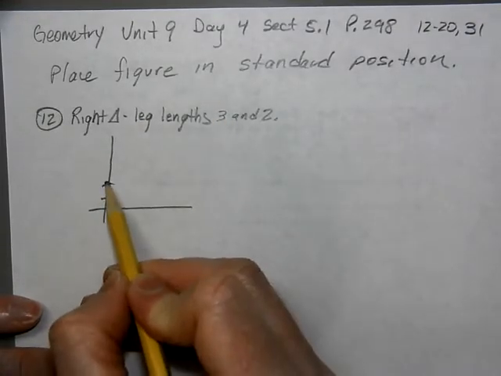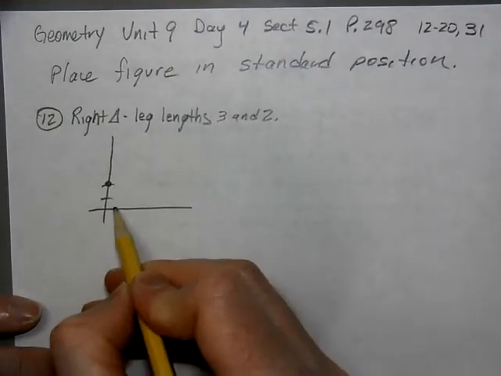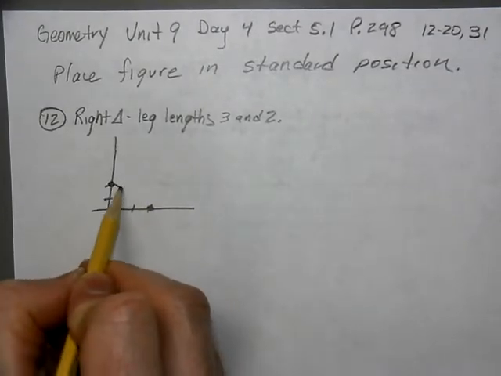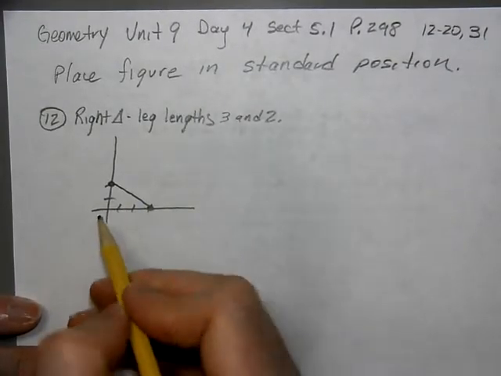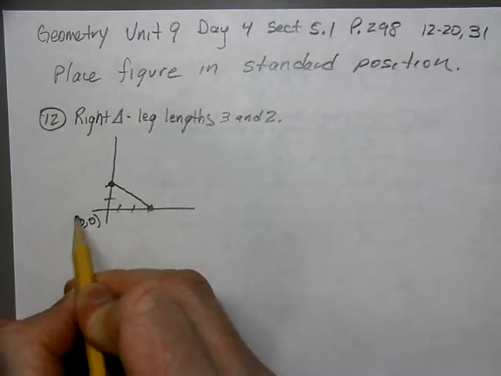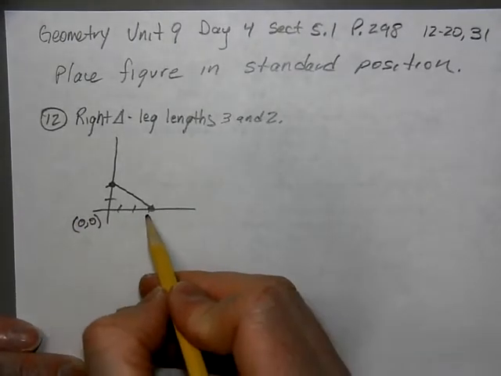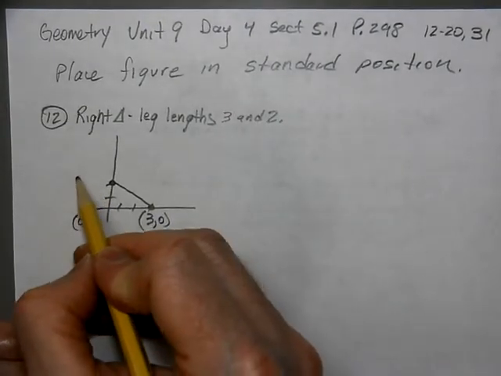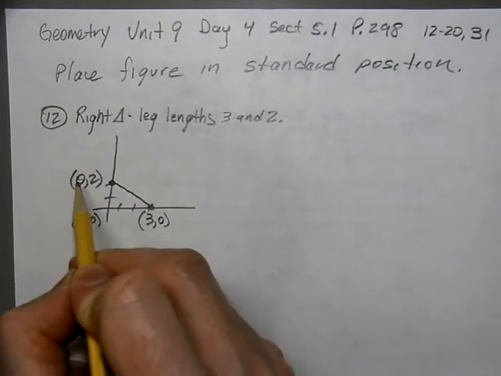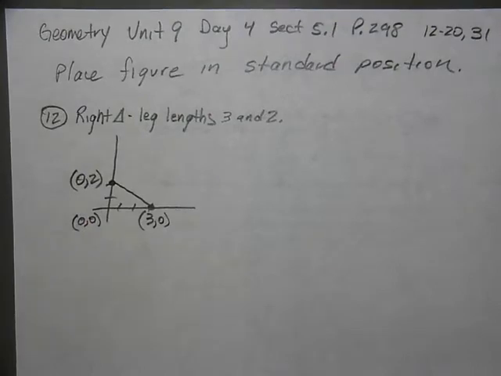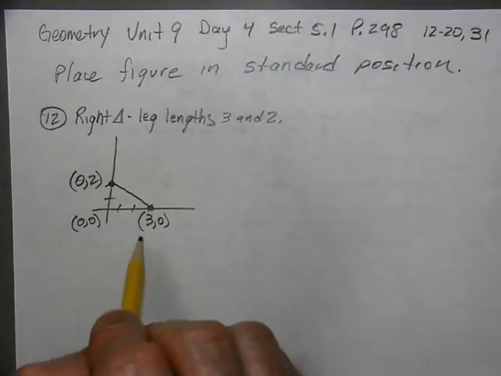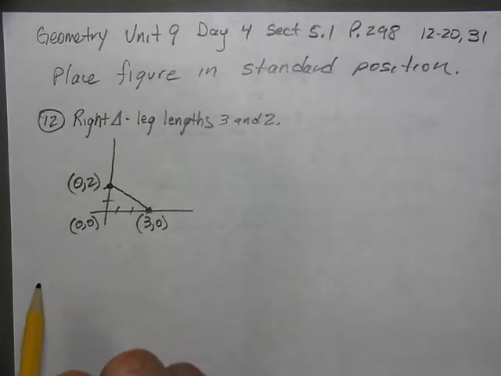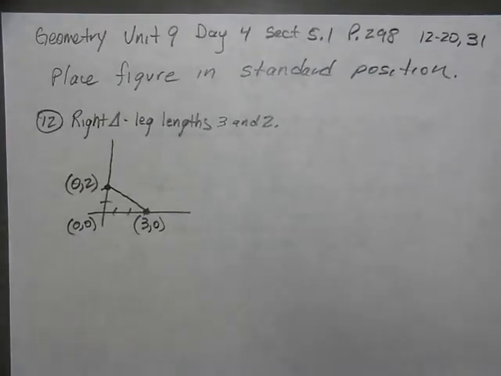So if the side length is 2 and then 3, we have a right angle at the origin. So we'd be 0, 0, 3, 0 for our coordinate along the x-axis, and 0, 2. You got to put the 0 first. 0, 2. It is possible you would have them reversed and put the 3 on the y and the 2 on the x. It wasn't real specific which way it had to be.